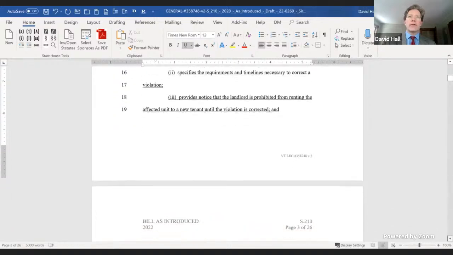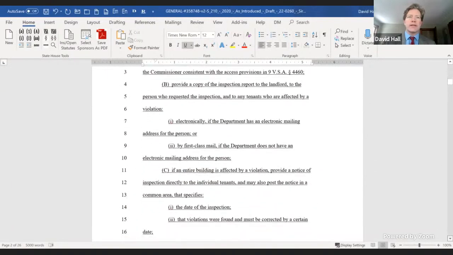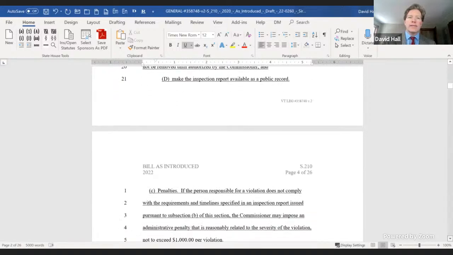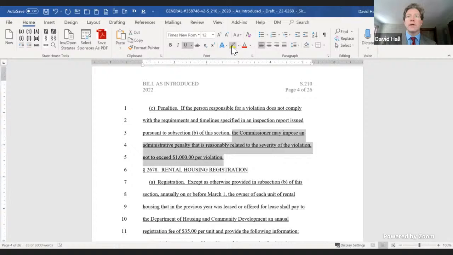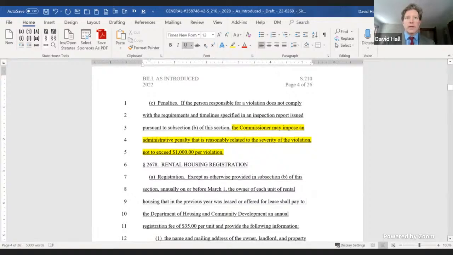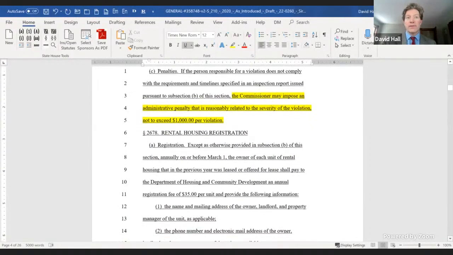Okay. All of this language here in 2 is the same as in S79. It's all based on language that's in statute that applies to local health officials. So this is the other piece he was referring to, that the commissioner may impose an administrative penalty that's reasonably related to the severity of the violation, not to exceed $1,000 per violation. So that's slightly lower in the statutory standard than what's in the default provisions already over in Title 20, which I believe were maxed out at 5,000.